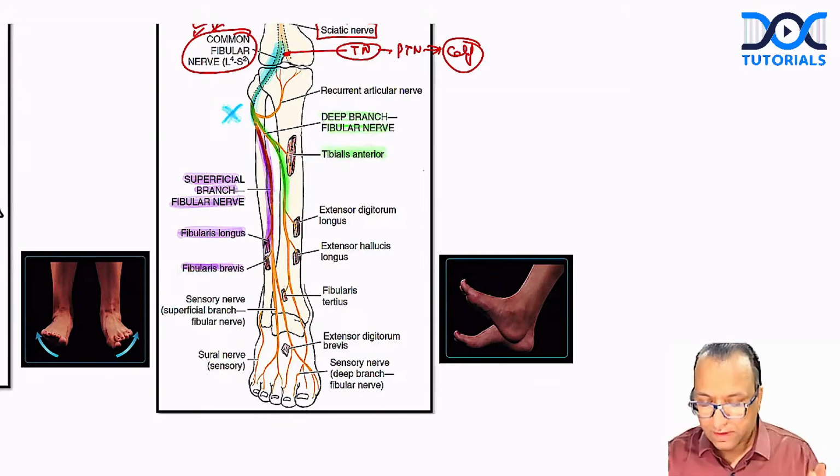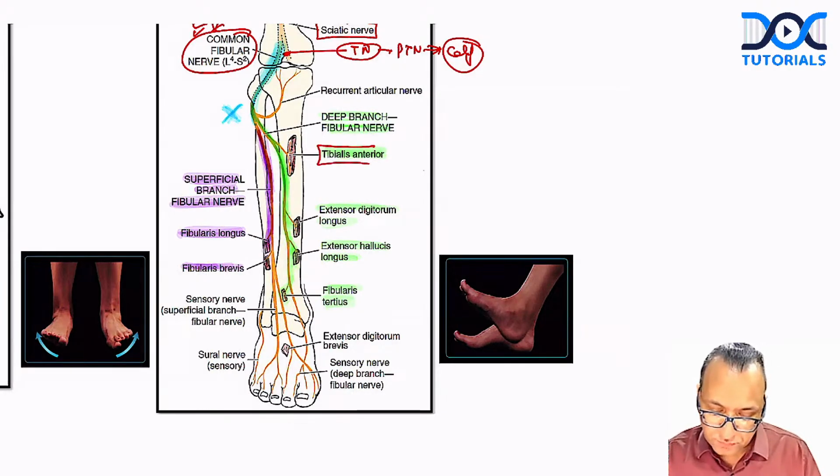The Tom is tibialis anterior. Who is the Dick? The digitorum, extensor digitorum. And who is the Harry? Harry is extensor hallucis. And one more, that is the peroneus tertius. So remember, peroneus tertius or fibular tertius is supplied by the anterior tibial nerve.